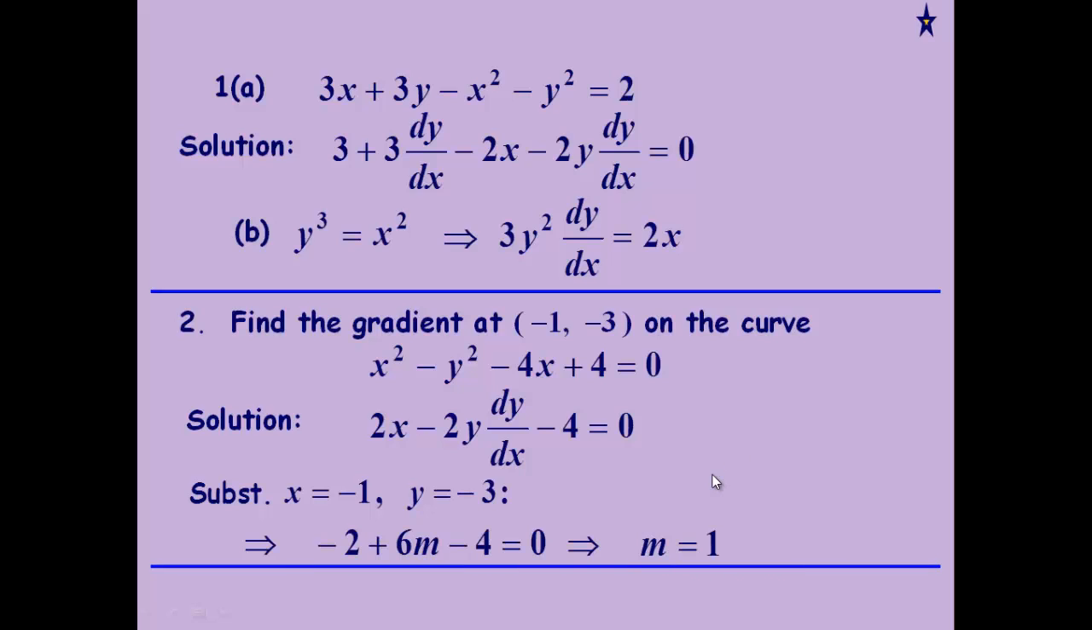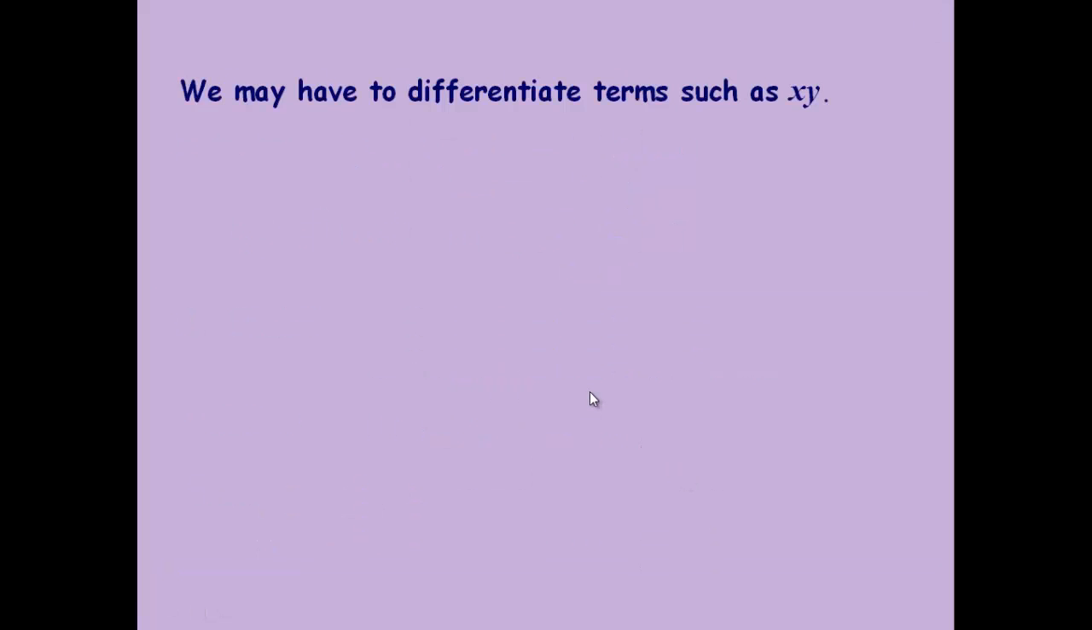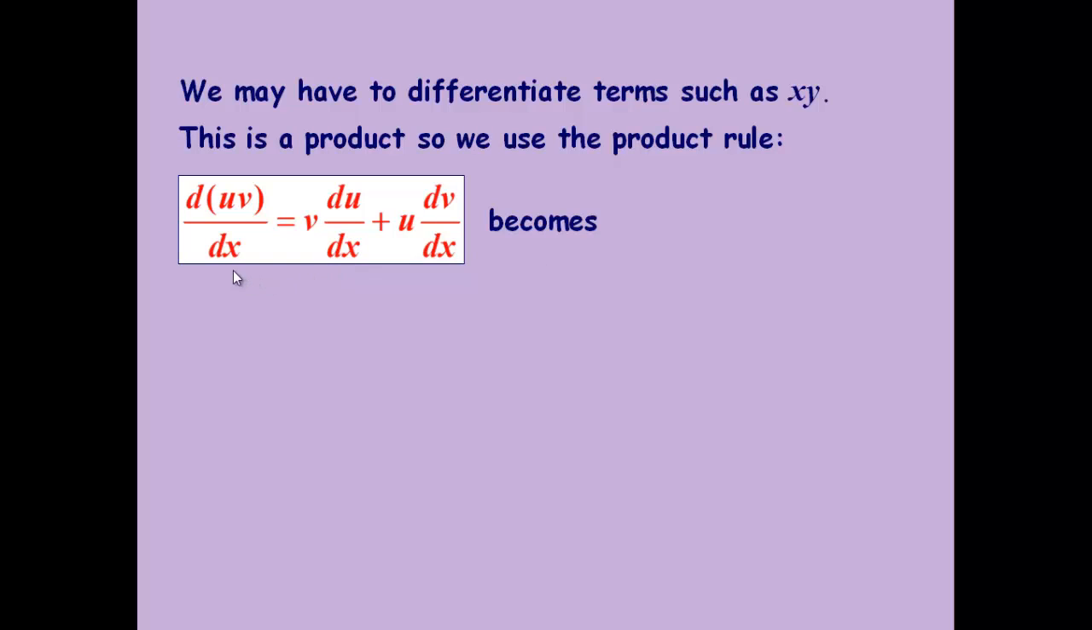Okay, well that's the basics. If we've got a product, it does get a bit more difficult. To do this, we need to use the product rule. Let's just quickly remind ourselves, if we're differentiating uv, a product, u times v, then the derivative of uv with respect to x is v du dx plus u dv dx. If it becomes xy, then we get that. Dx over dx is just 1.